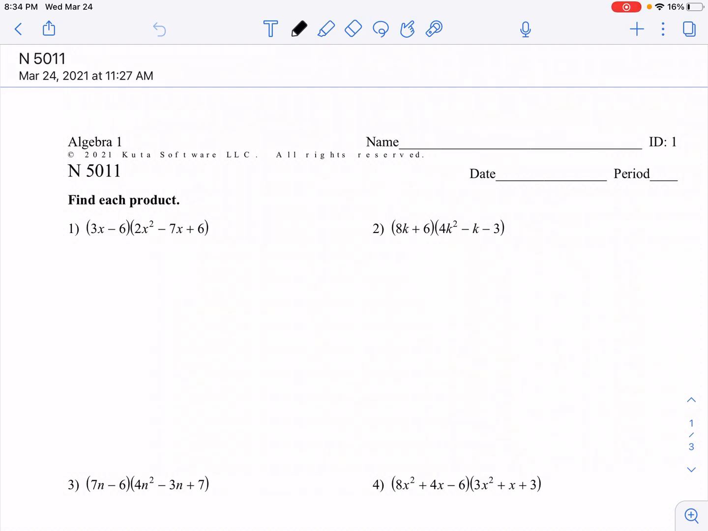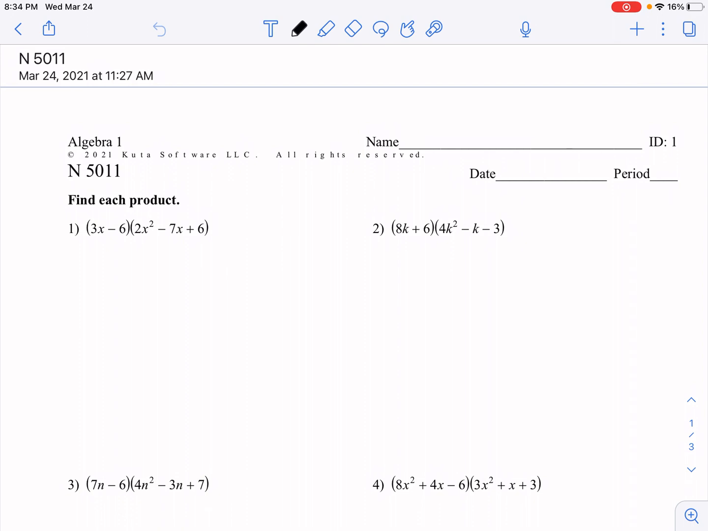Alright, in this video we're taking things up a notch. We're going to be multiplying a binomial by a trinomial, 2 terms by 3 terms, and then even looking at multiplying a trinomial by a trinomial, 3 terms by 3 terms. Now, just like FOIL and just like the distributive property, we multiply everything by everything. That still holds true here.